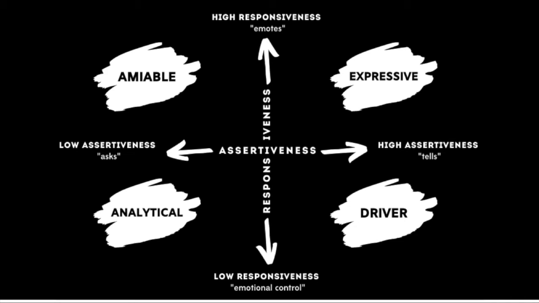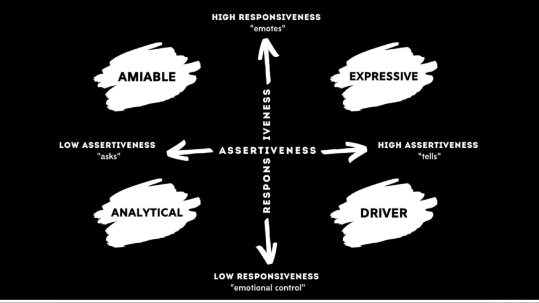If we look at the other end of the spectrum with assertiveness and take it down to the low end, these people aren't going to tell, they aren't going to direct. They're more likely to ask. They more so might ask for permission or ask questions. They want to get clarity. If we have low assertiveness and high responsiveness, so high in emotions but more of an asker, they're going to be an amiable person. If we go down the other end of the spectrum with responsiveness, so low in responsiveness, very emotionally regulated, with emotional control, and low in assertiveness, they're going to be analytical.